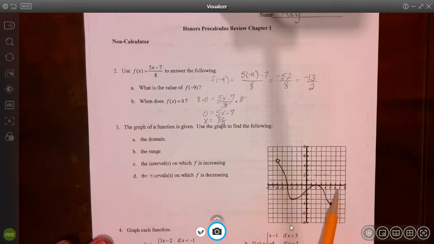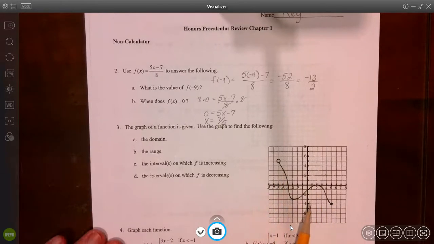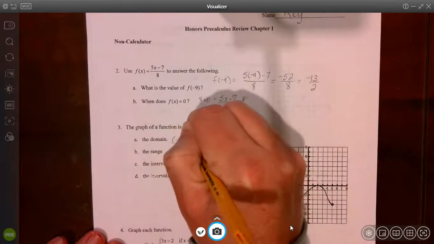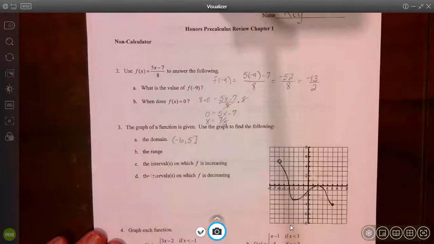The furthest right this thing goes is 5. We do include 5 because it's a closed circle. And there's no breaks or anything in between. It's nice and continuous. So we include everything in there. So we say negative 6 to 5, including 5.